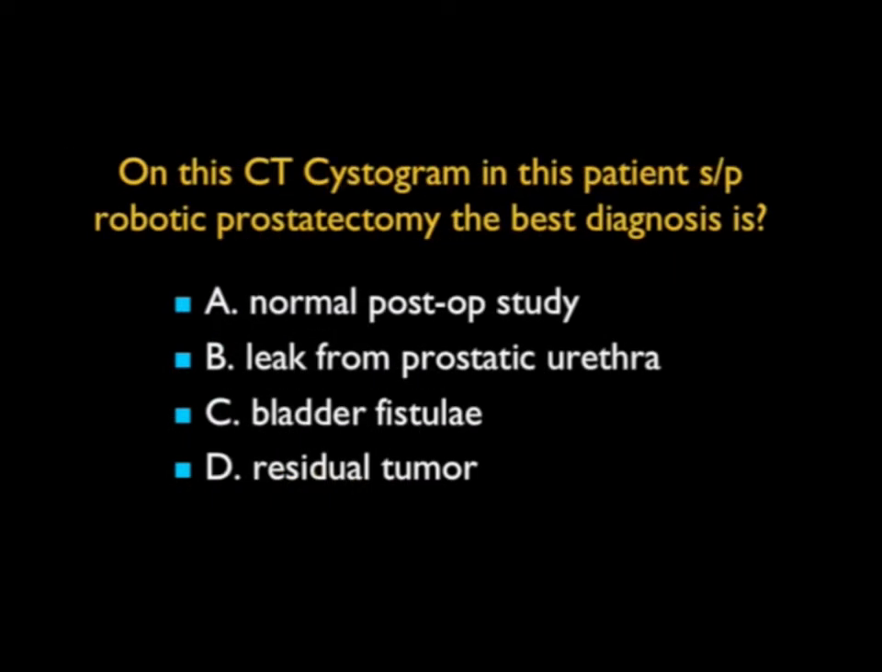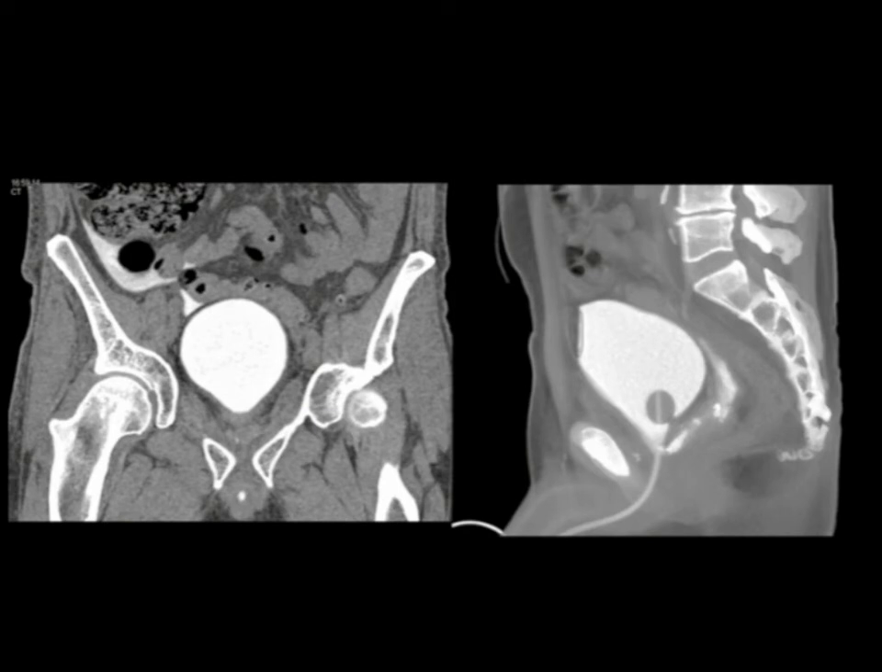This patient was febrile and had a recent robotic prostatectomy. And so one of the complications you always worry about is a leak. So we did a CT cystogram. You can see 500 cc's of contrast was put into the bladder. The sagittal view nicely shows you the intraperitoneal contrast extravasation.